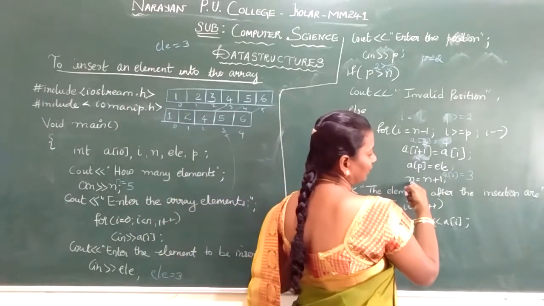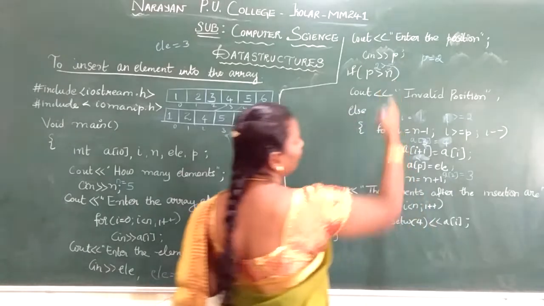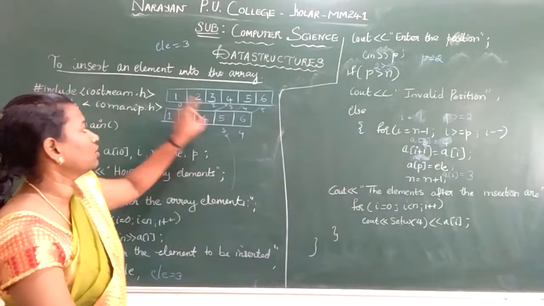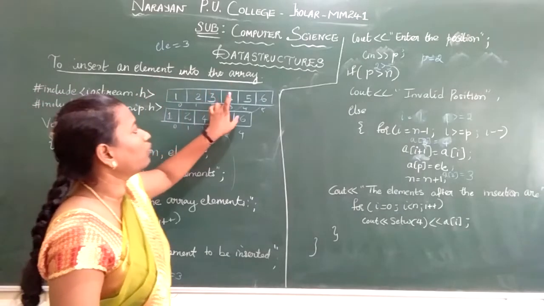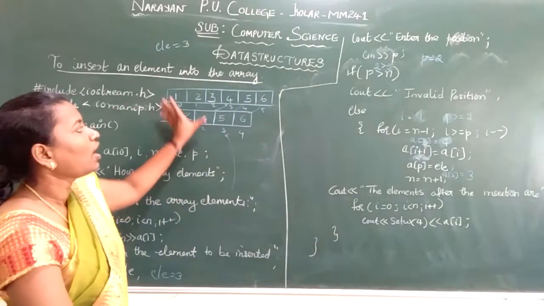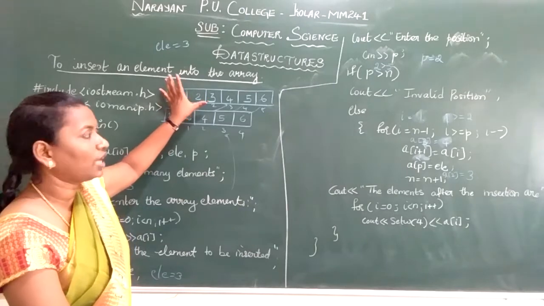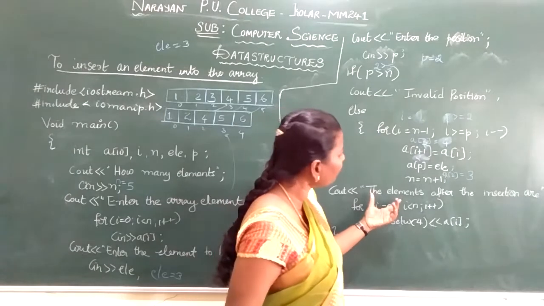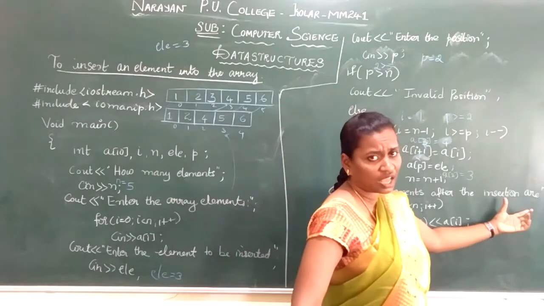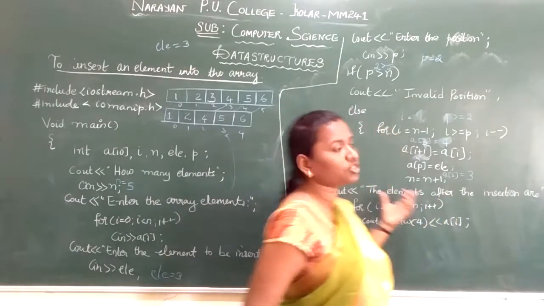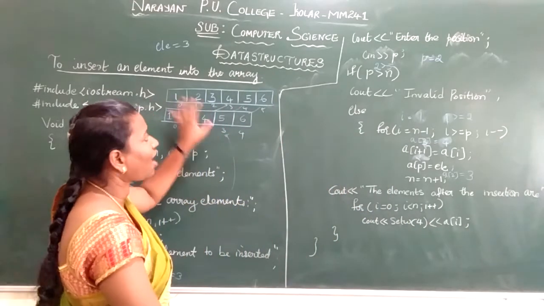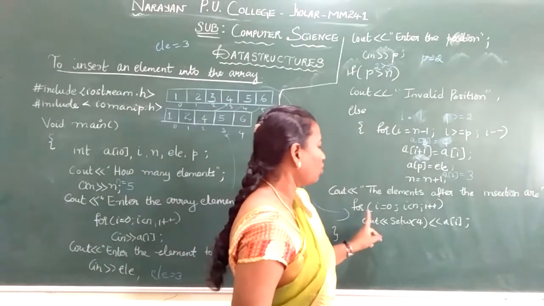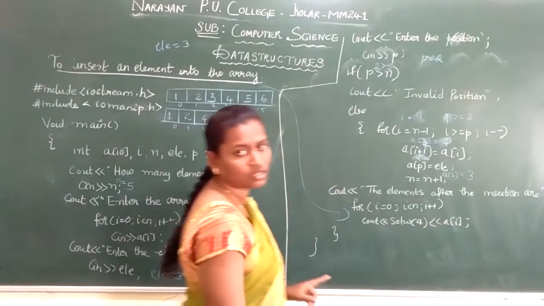What was my n previously? It was 5. Now it is 5 plus 1. What is the n value? 5 plus 1, 6. See, your n value 1, 2, 3, 4, 5, 6. Initially it was 5. After inserting an element into an array at a given position, your n value changes. Before insertion it was 1, 2, 4, 5, 6. After insertion, you need to display this array. It will display the elements which you have got.